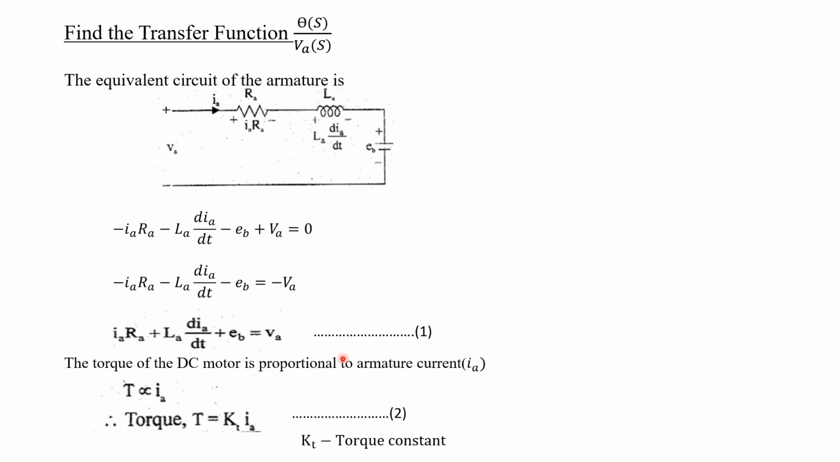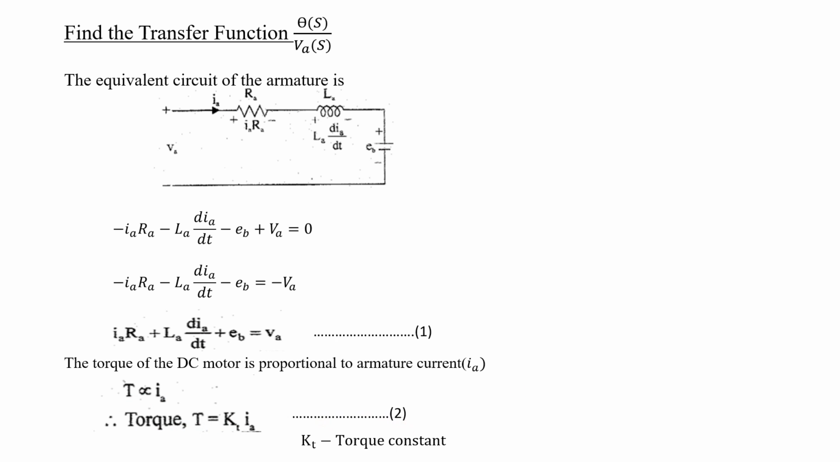Now again we have to write all the relations related to this armature controlled DC motor. From that we are going to derive the equation. While explaining the operation, I have told the torque of the DC motor will be directly proportional to the armature current. So we can write T is directly proportional to armature current Ia. So T will be equal to Kt into Ia. To remove the proportionality, we are using a constant that is nothing but the torque constant. So this is another equation, that is equation number 2.